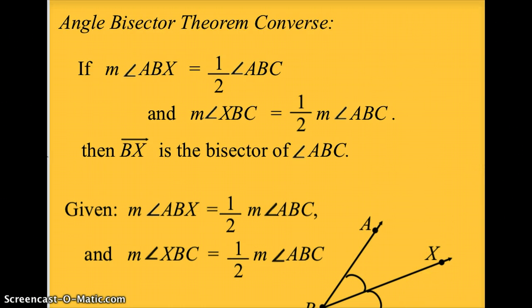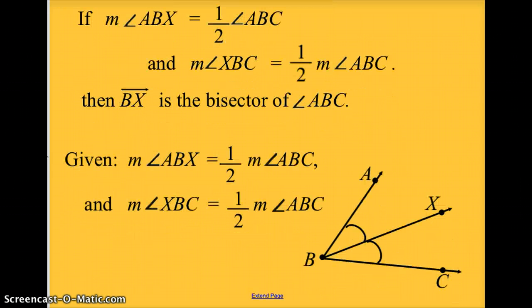This time, the picture that you would be given would be this. You're given that those two angles are congruent. You're given that those two angles then have equal measure. Because they have equal measure and this big angle is cut in half, then this little angle is 1/2 of the big angle and this little angle is 1/2 of the big angle.